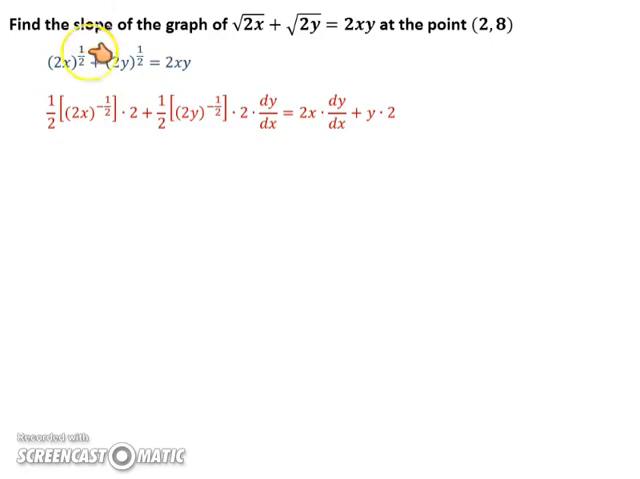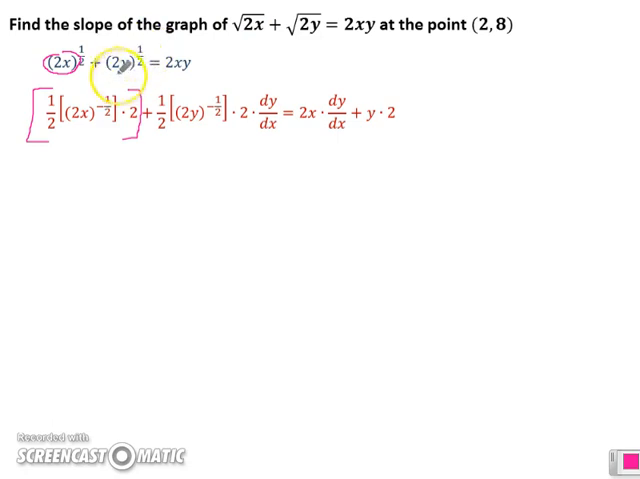Okay, so power rule, and then we leave the inside alone and subtract 1. 1/2 minus 1 is negative 1/2. And then you multiply by the derivative of 2x, which is times 2. So here's one piece right here. This is the x piece.